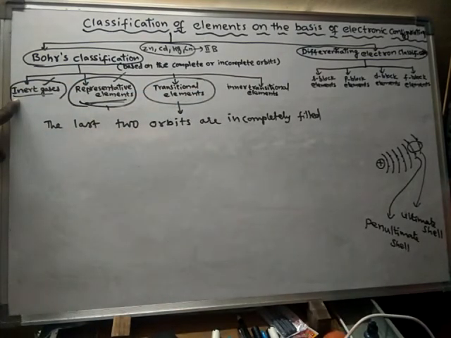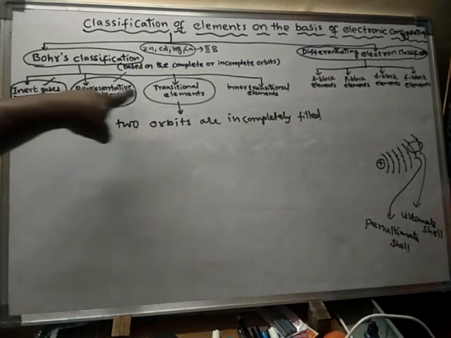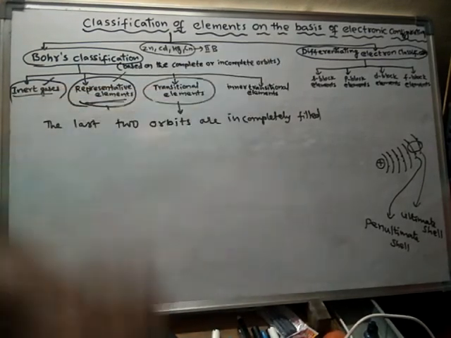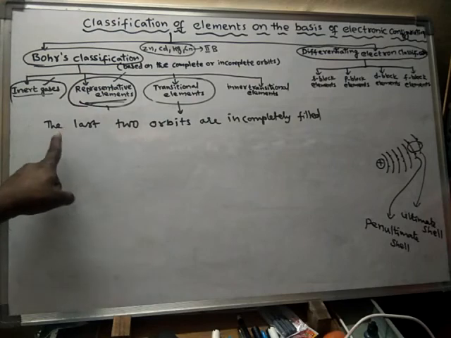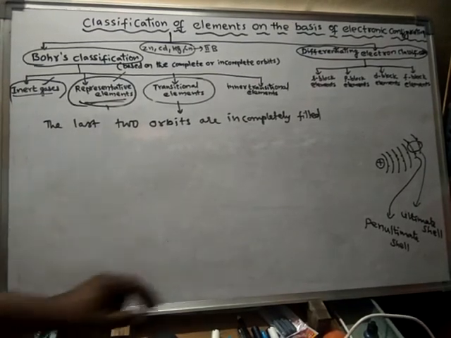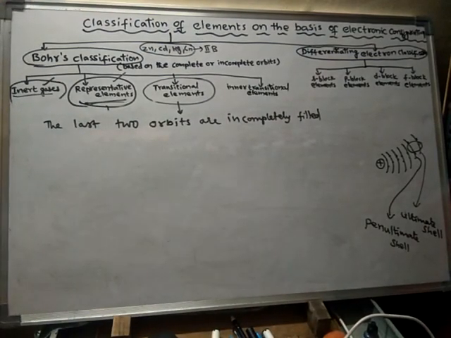All shells are completely filled. Only one shell is incompletely filled. Here the last shell is incompletely filled. Here the last two shells are incompletely filled. Here the last three shells are incompletely filled. So transition elements means the last two orbits, or the last two shells, are incompletely filled with electrons.